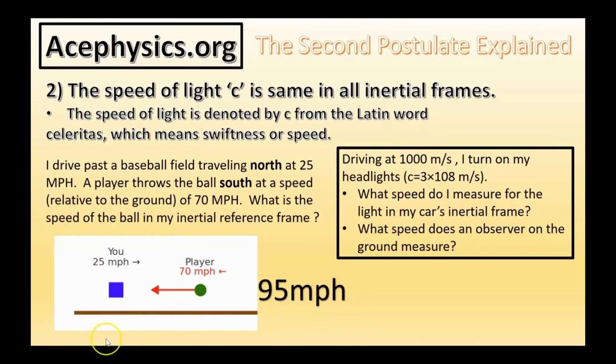This is the picture as viewed from the inertial reference frame of the Earth. In my reference frame, I can consider myself at rest, and the ball is coming at me at 95 miles per hour. Either way, the relative velocity between me and the ball is 95 miles per hour.